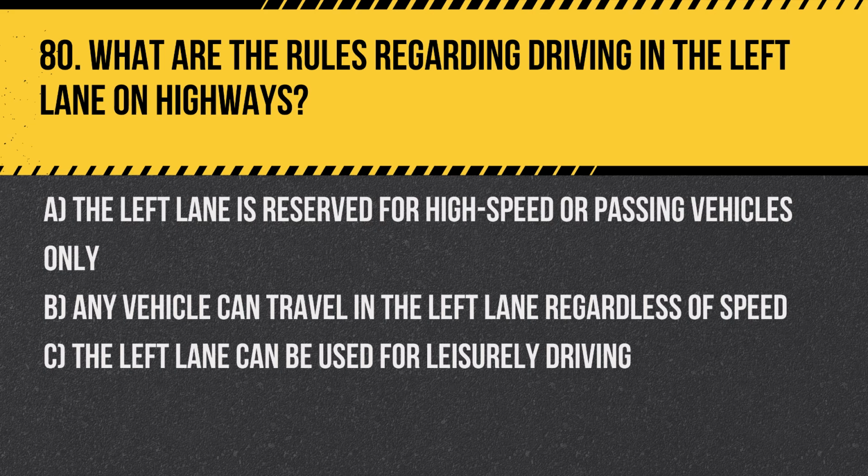Question 80. What are the rules regarding driving in the left lane on highways? A. The left lane is reserved for high-speed or passing vehicles only. B. Any vehicle can travel in the left lane regardless of speed. C. The left lane can be used for leisurely driving. Answer. A. The left lane is reserved for high-speed or passing vehicles only.